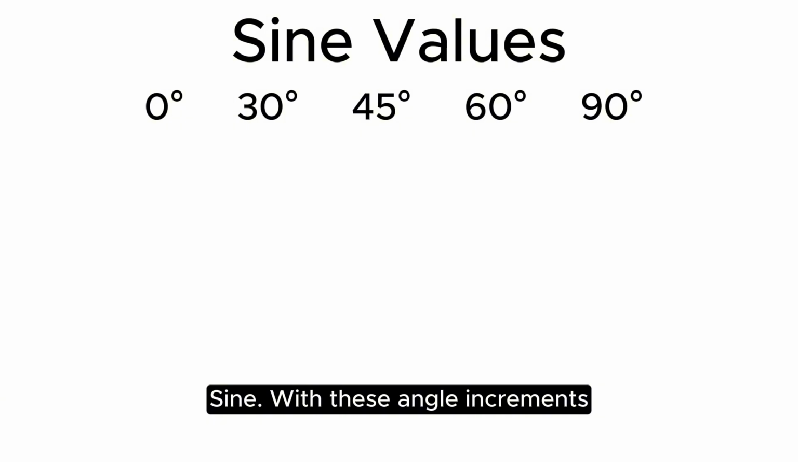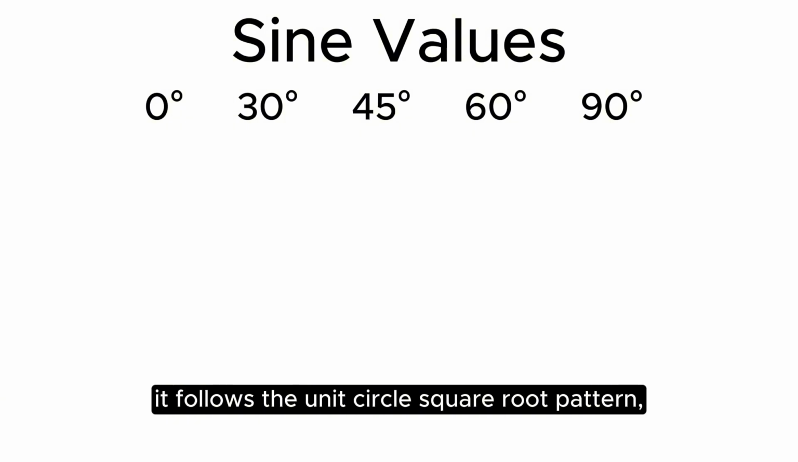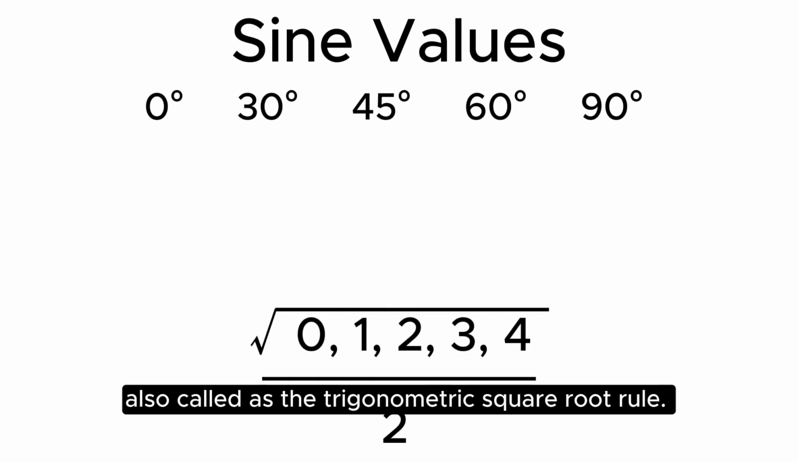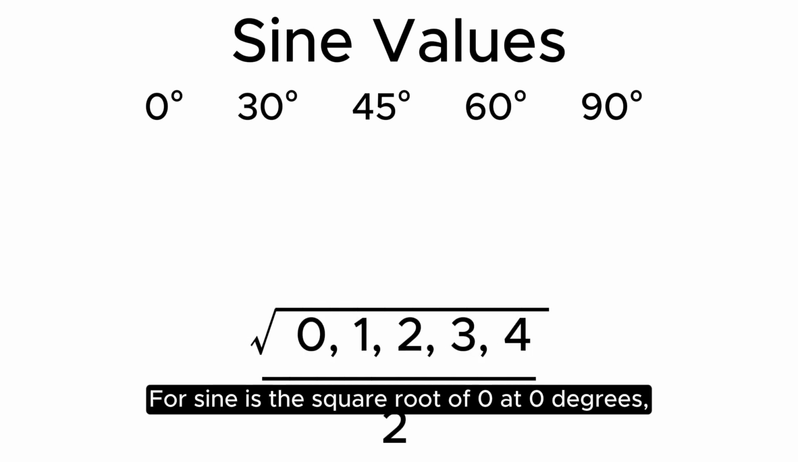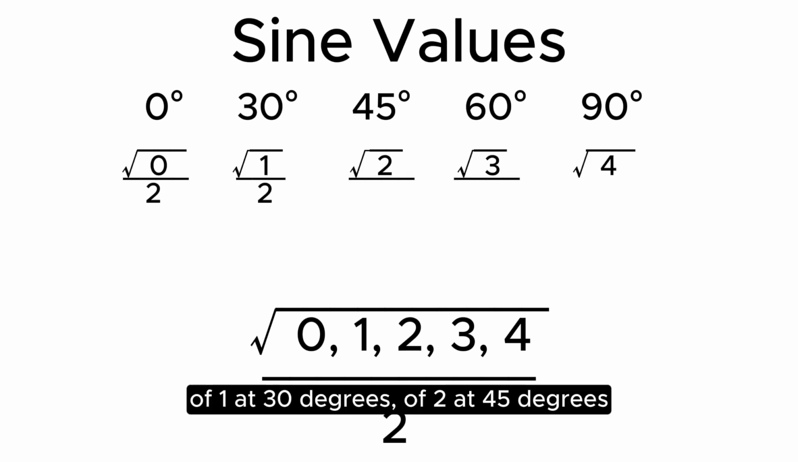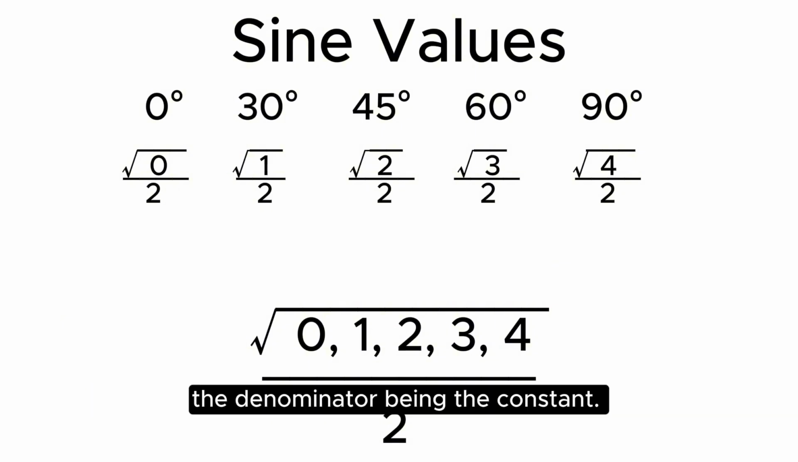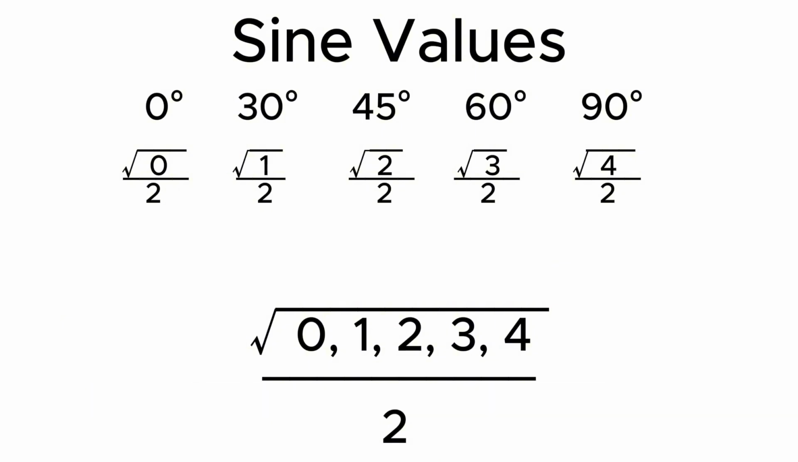Sine. With these angle increments, it follows the unit circle square root pattern, also called the trigonometric square root rule. For sine, it's the square root of 0 at 0 degrees, of 1 at 30 degrees, of 2 at 45 degrees, of 3 at 60 degrees, and of 4 at 90 degrees, over 2. The denominator being the constant.